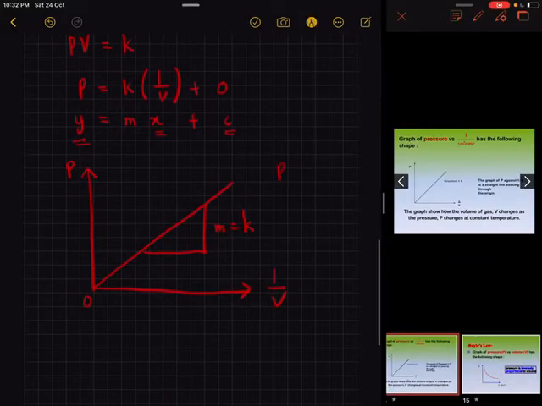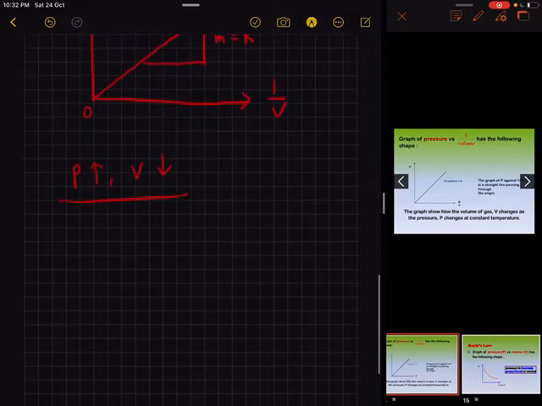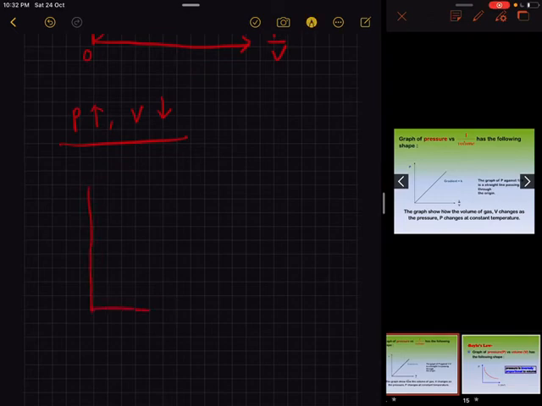Okay, when P is increased, so 1 over V will be increased. Okay, 1 over V bukan V. Tapi bila P increase, okay, V will decrease. So to record this hubungan, maka kita akan plotkan graph P versus V. Okay, you can plot the graph of P versus V, di mana you akan dapat hubungan exponential ataupun curve.